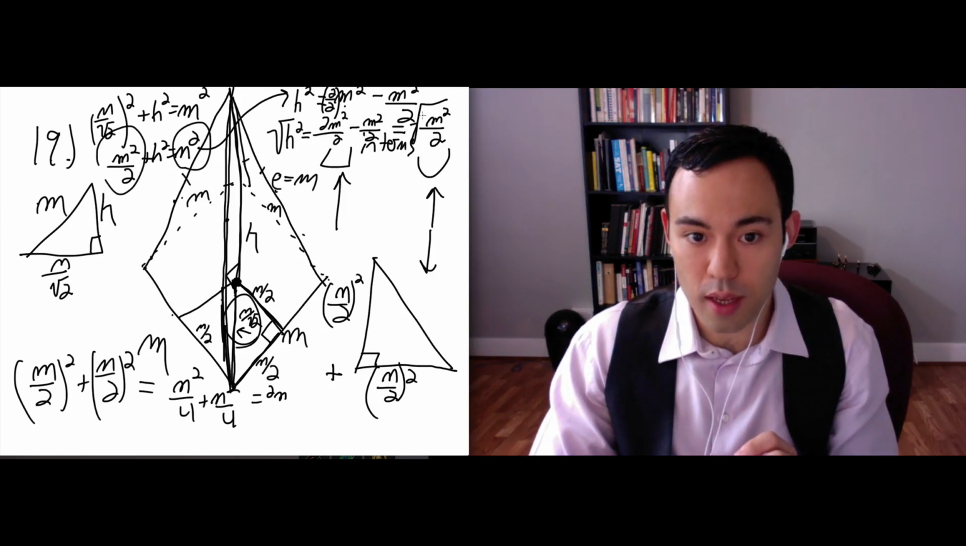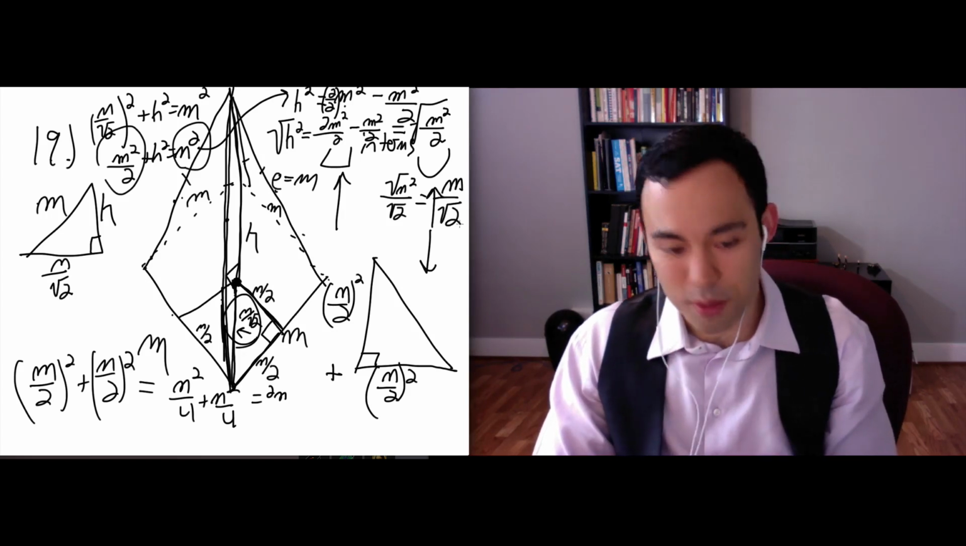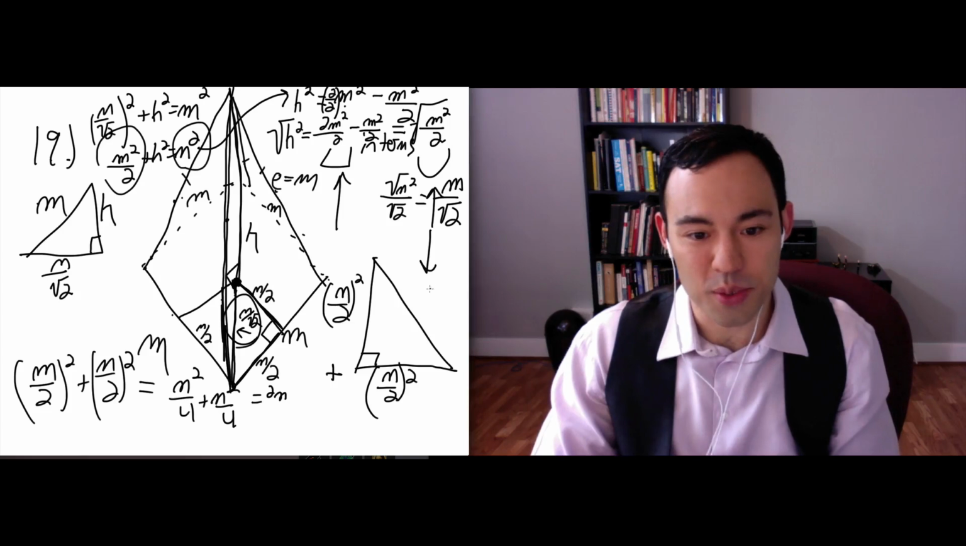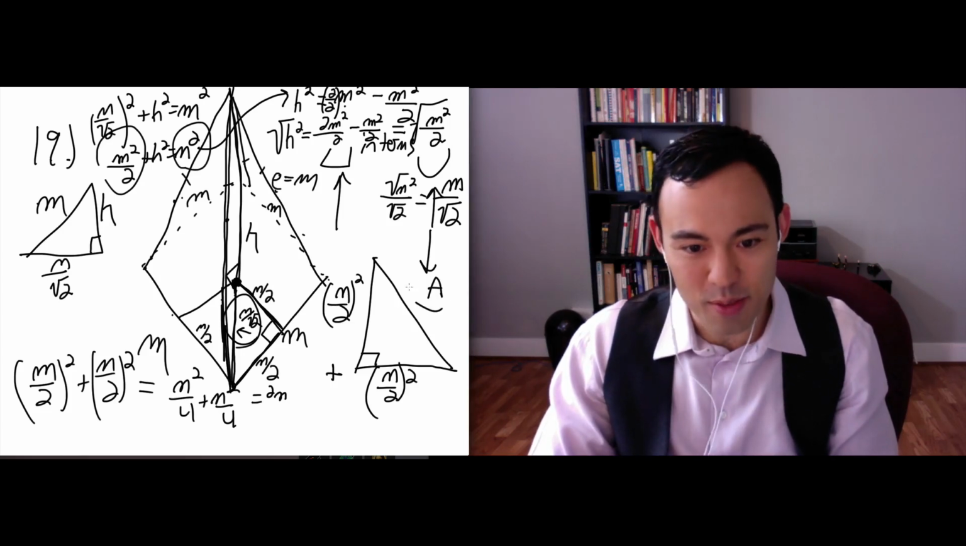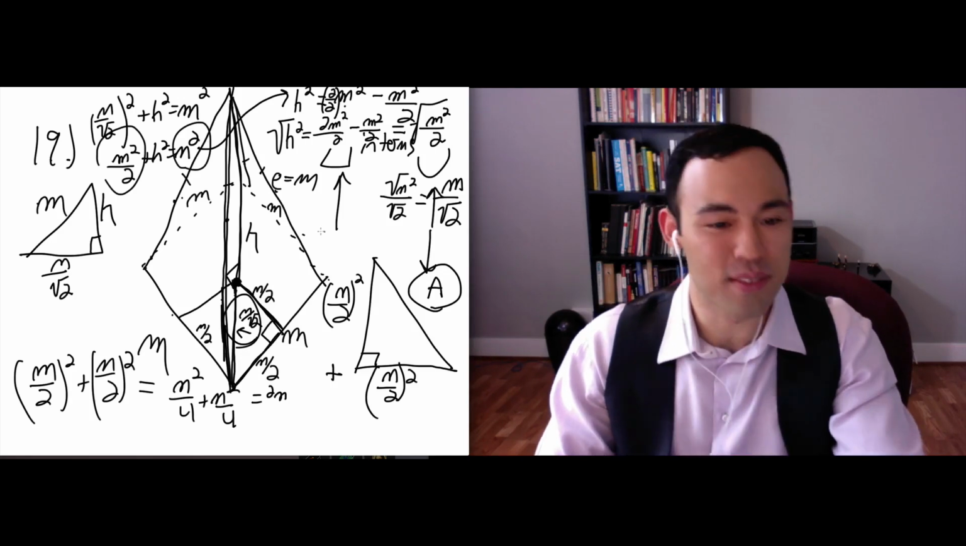The square root of m squared over 2 is the same thing as the square root of m squared over the square root of 2, which is equal to m over, ta-da, the square root of 2, and that is answer choice A. After all that conceptual journey, we have arrived at the end.